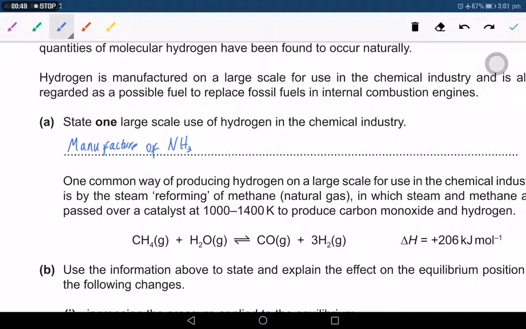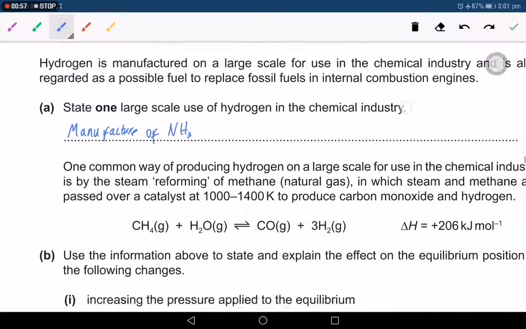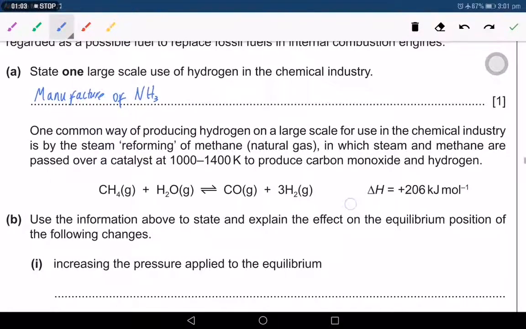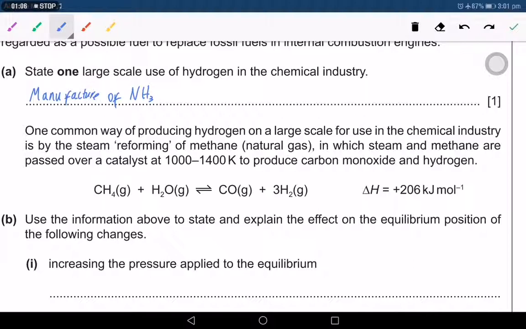We've learned about it in the Haber process, which is covered both in IGCSE as well as A-levels. One common way of producing hydrogen on a large scale for the chemical industry is by the steam reforming of methane, in which steam and methane are passed over a catalyst at 1000 to 1400 kelvins, that's a high temperature, to produce carbon monoxide and hydrogen. Now we know why it's high, because the forward reaction is endothermic. You need to heat the stuff up so that the reaction goes forward. If you cool it down, then you'll get methane and water, but we don't want that, right?